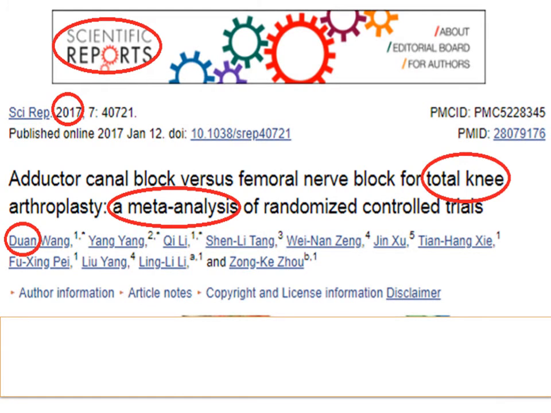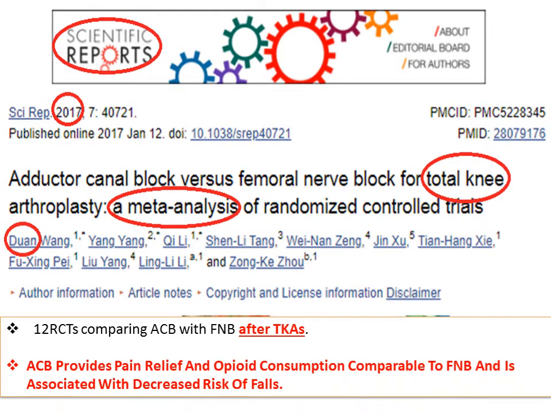When we are using the adductor canal block in total knee arthroplasty and comparing it to the femoral nerve block, a meta-analysis published in Scientific Reports in 2017 included 12 randomized controlled trials comparing the adductor canal with femoral nerve block after TKA. The conclusion: adductor canal block provides pain relief and opioid consumption comparable to femoral nerve block and is associated with decreased risk of fall.